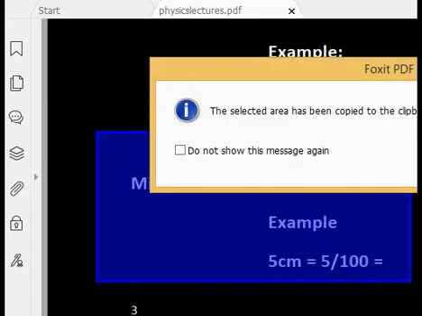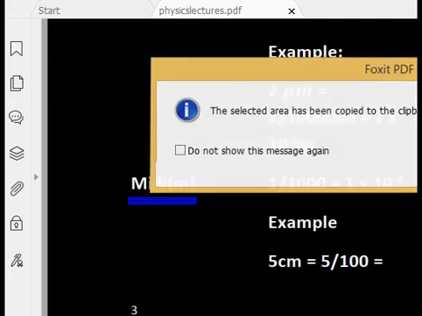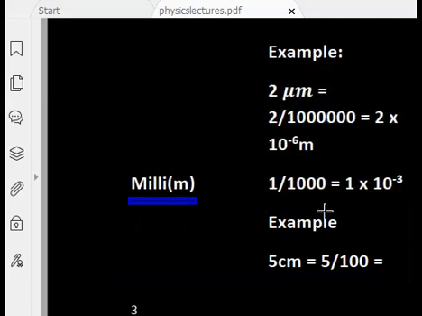So now let's look at this. Then the next is milli, as you can see here. If you're converting milli, you're dividing by 1000. For example, 5 millimeter.